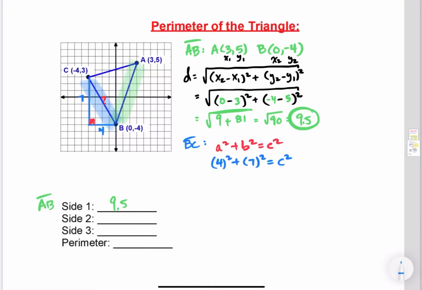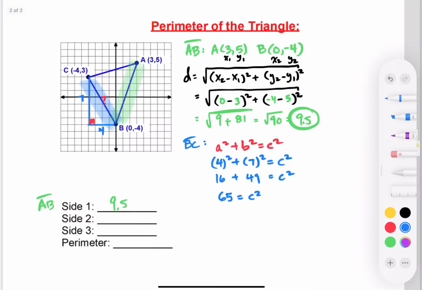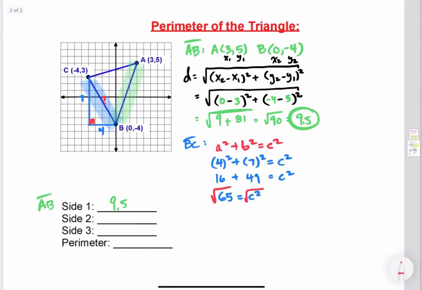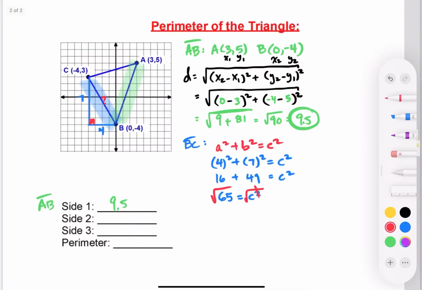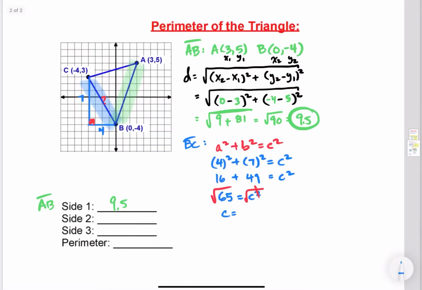Well, 4 squared is going to give me 16. And b squared is going to give me 49. And 16 plus 49 is going to give me 65. So that means I need to take the square root of 65 to cancel out the square, and that's going to tell me what c is. And c, square root of 65, is going to be approximately 8.1. So now I figured out the distance of side 2, and that distance is for side BC.